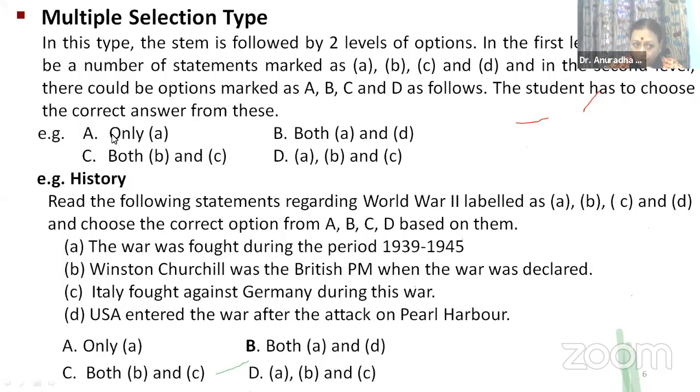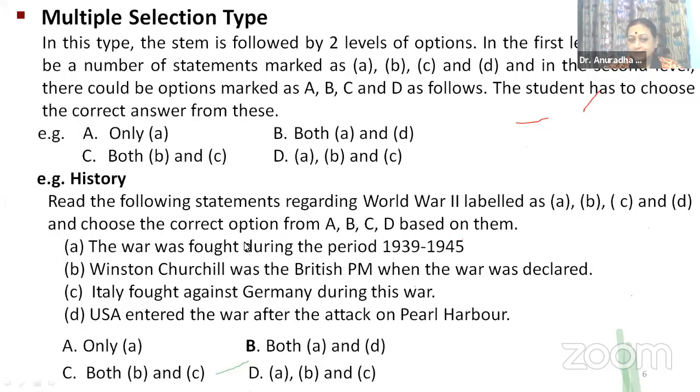For example, the options from which the student has to choose could be something like A, only small a, or B, both small a and small d, or C could be both small b and small c. So there could be more than one correct answer, and the student has to identify both if required. Then D could be all of small a, b, and c are correct. For example, I want to make this clearer with the help of an example. Look at this question on history. Read the following statements regarding World War II, labeled as small a, b, c, and d, and choose the correct option from capital A, B, C, and D based on them.